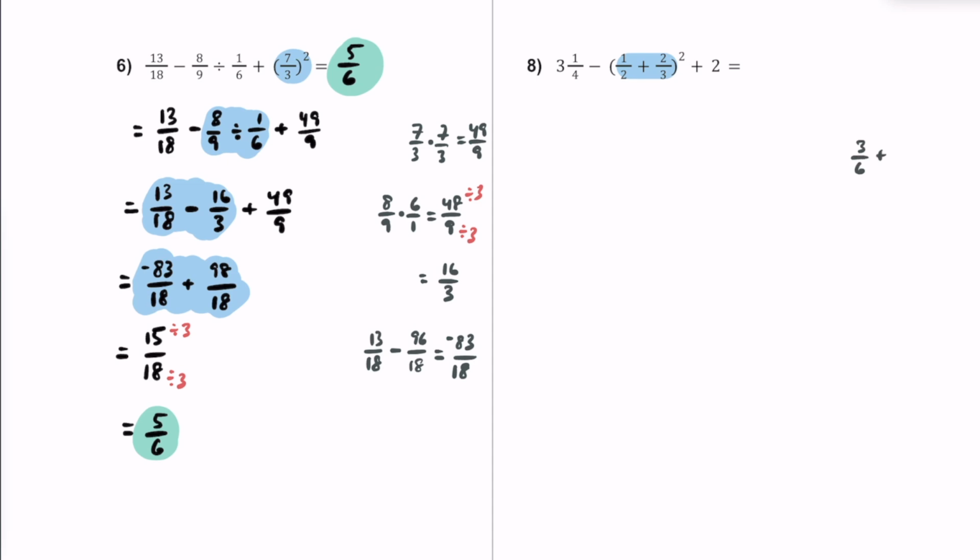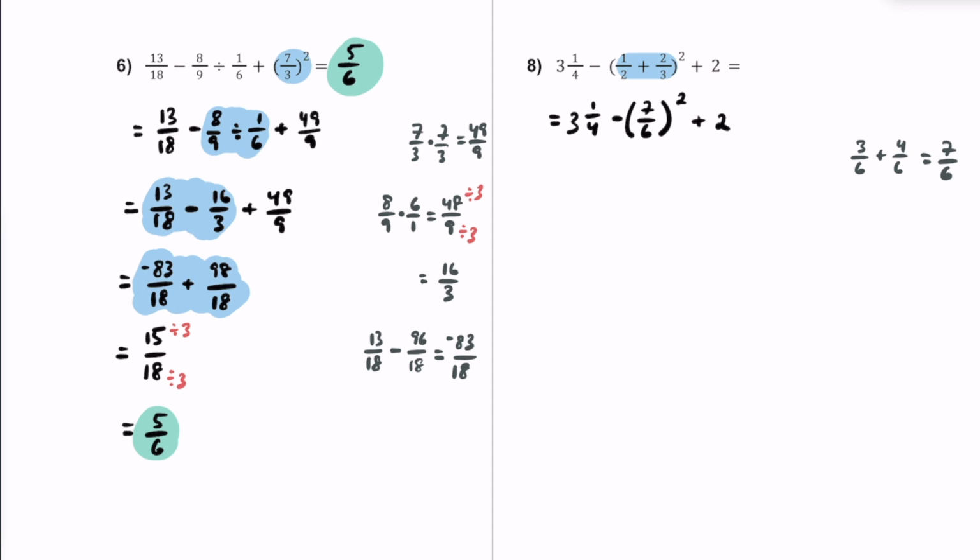And then for this one, let's do times 2 times 2. So that's going to be 4 over 6. If you add these, you're going to get 7 over 6. So if you add these two fractions, you should get 7/6. Then let's take 3 1/4. Let's take away 7/6. I'm just going to leave it as an improper fraction for now. We have to still take this whole thing and square it and then add 2 afterwards.